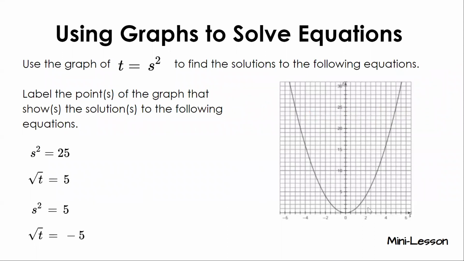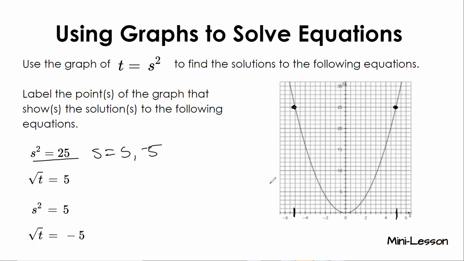Okay, looking at this quadratic, we're going to label the points on the graph that show the solutions to the following equation. So s squared equals 25. What are the solutions to this? How do we go about solving this? Well, we can use our graph. We can go up to when y is 25. What is x going to be? In between 4 and 6. So 5. So s is going to equal 5 and negative 5. And what's the square root of 25? 5 and negative 5, right?